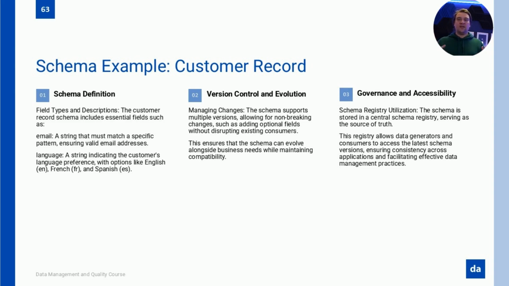It's not just about organizing data, it's about ensuring it's reliable, adaptable, and accessible for all stakeholders. A well-defined schema includes essential fields with clear expectations. Email: a string that validates against a specific pattern, ensuring addresses are correct. Language: a string indicating the customer's language preference, limited to options like English (EN), French (FR), or Spanish (ES). Think of it like setting the rules for filling out a form. No ambiguous questions, clear options, and validations to avoid mistakes.